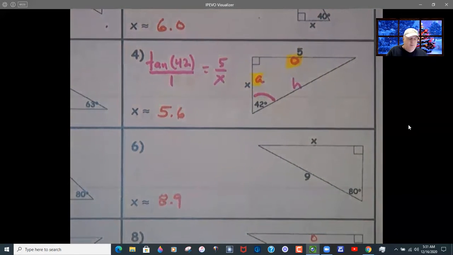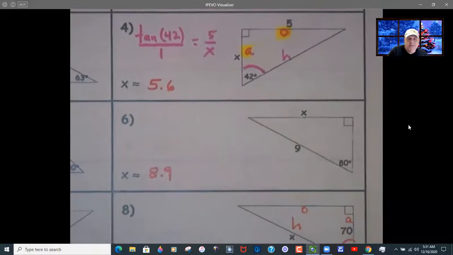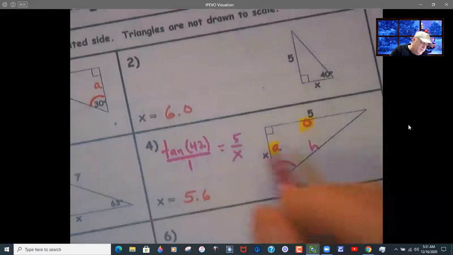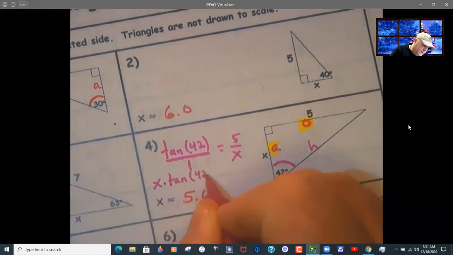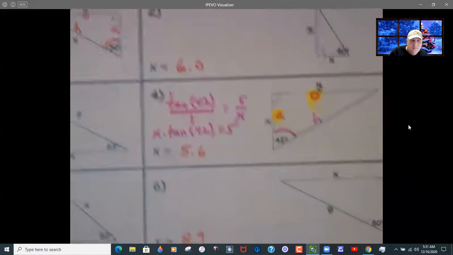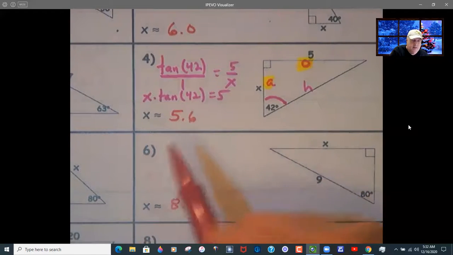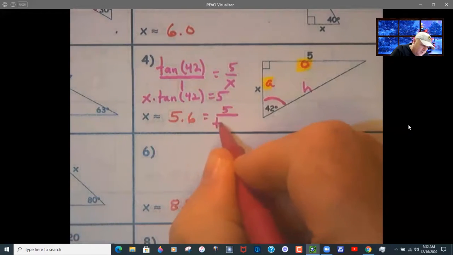How do we know it's 5 over x? Because it's O divided by A. That's the tangent ratio. And then what? It's a cross product and a division. Now, not all the time is there a division. So x times tangent 42, it depends on where x is, equals 5. That is that first step, cross product, and then divide both sides by tangent 42. So x equals 5 over tangent 42.